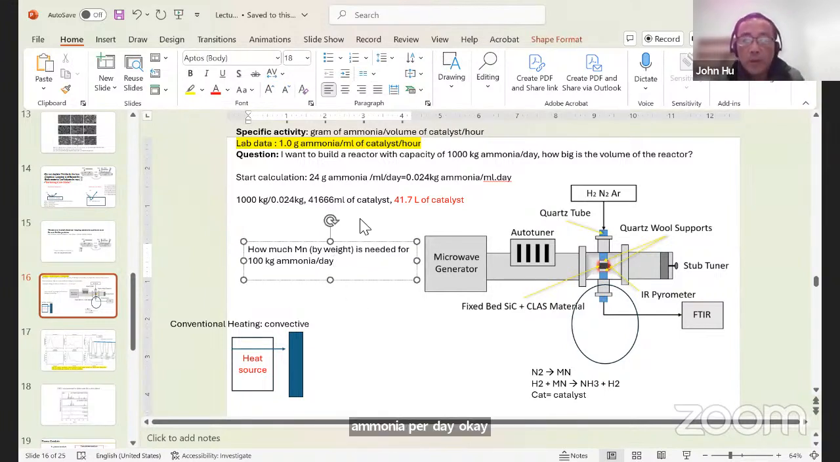So keep in mind that the data you are looking for is per hour or per day and per unit of catalyst, okay? So here's the question, and I want everybody to memorize it, then I'll go back to show you the data. How much manganese is needed for a 100 kg ammonia per day plant? Okay, this is the question.